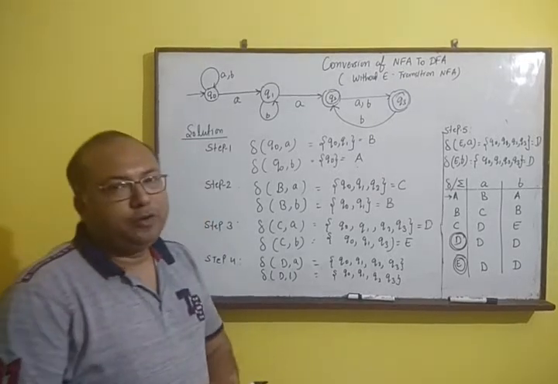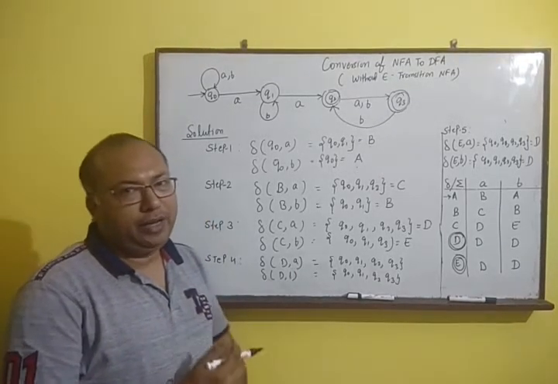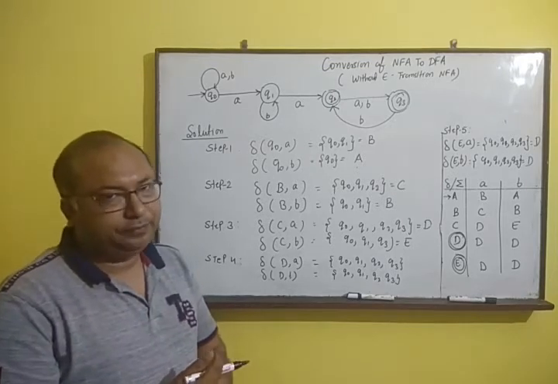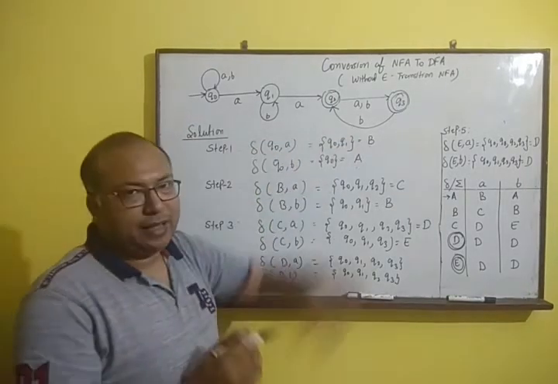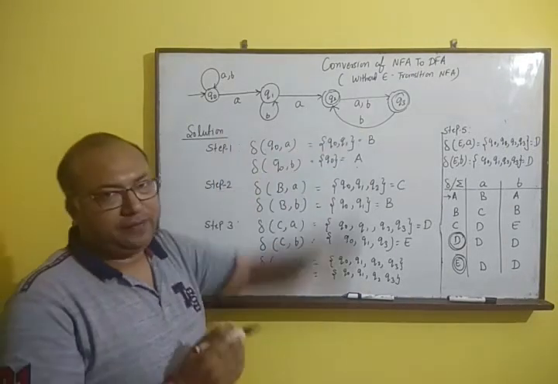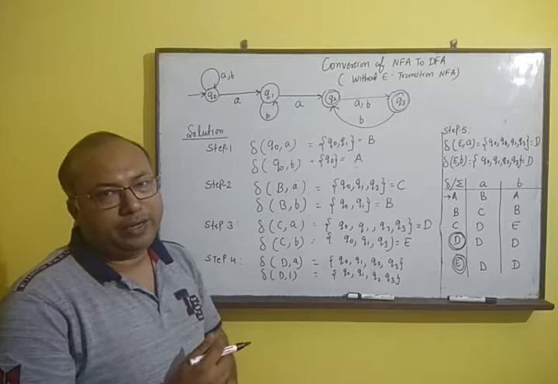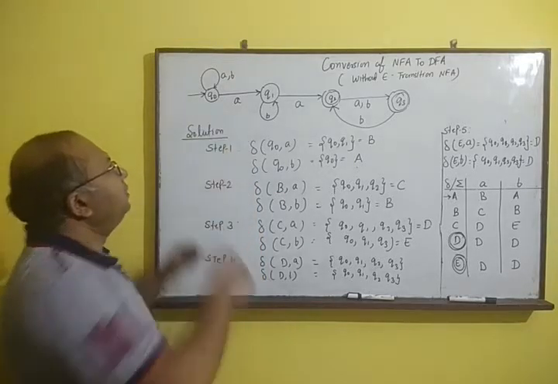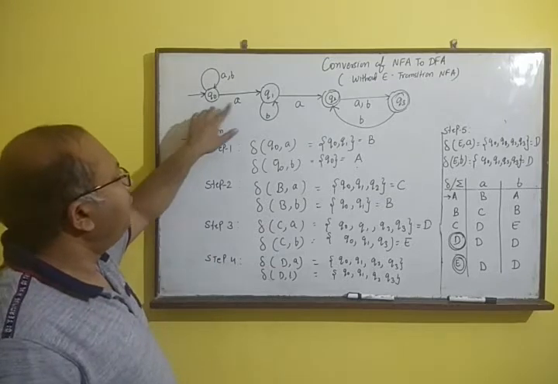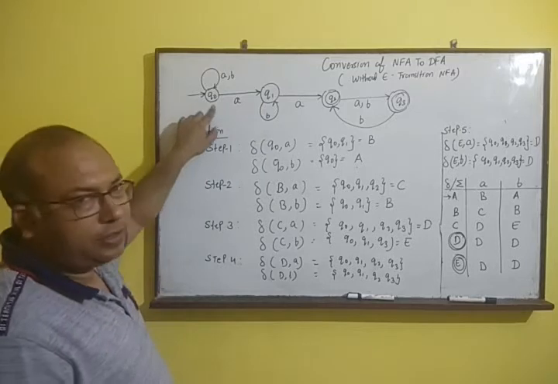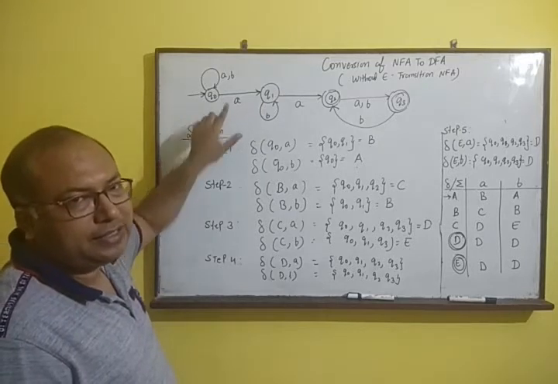Friends, today we will learn how to convert an epsilon-free NFA into an equivalent DFA. Here I am taking an example. In this example, this is the given NFA that we need to convert into an equivalent DFA. You can look here: on Q0, on input A, we can reach either the Q1 state or the Q0 state. It represents that this is an NFA.